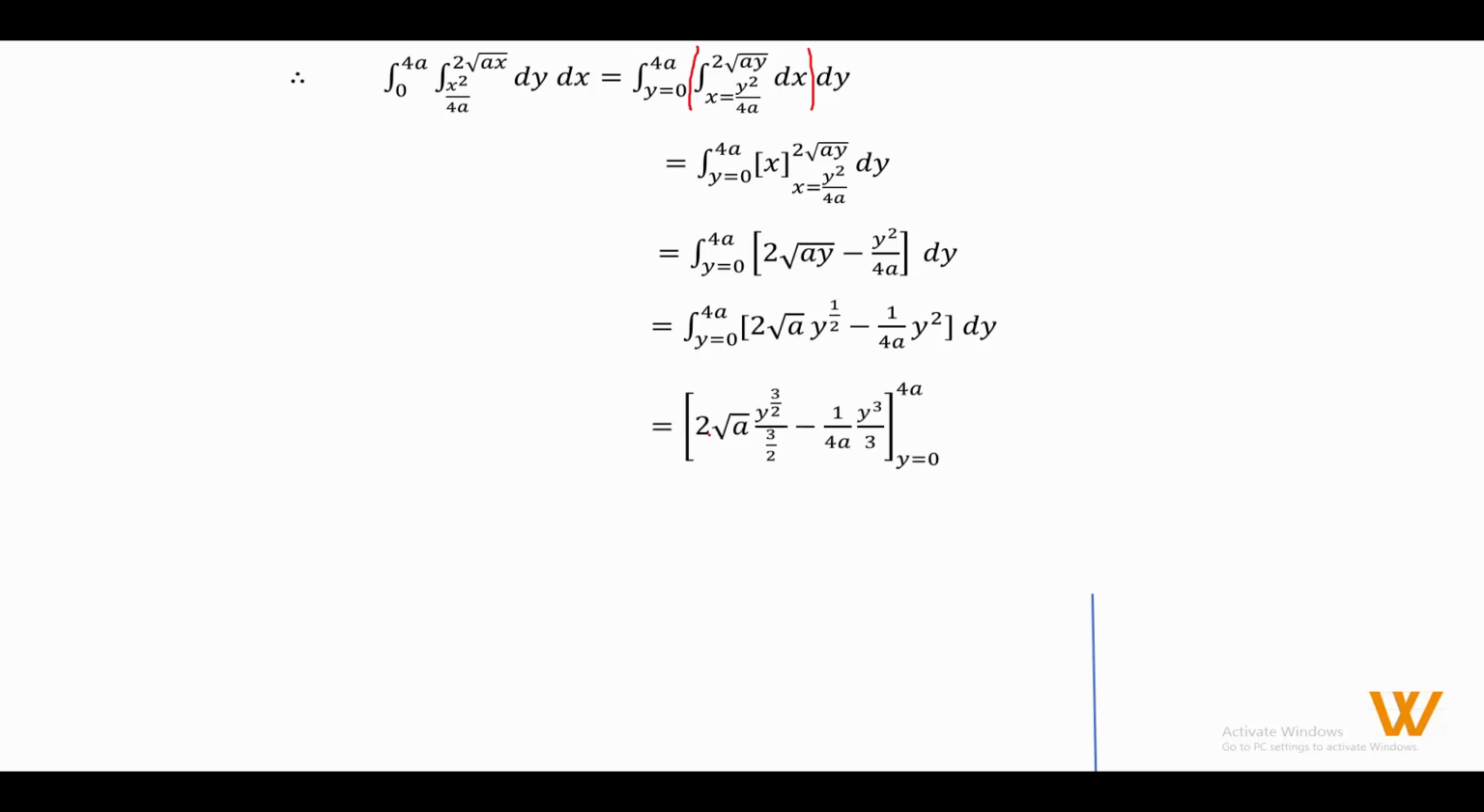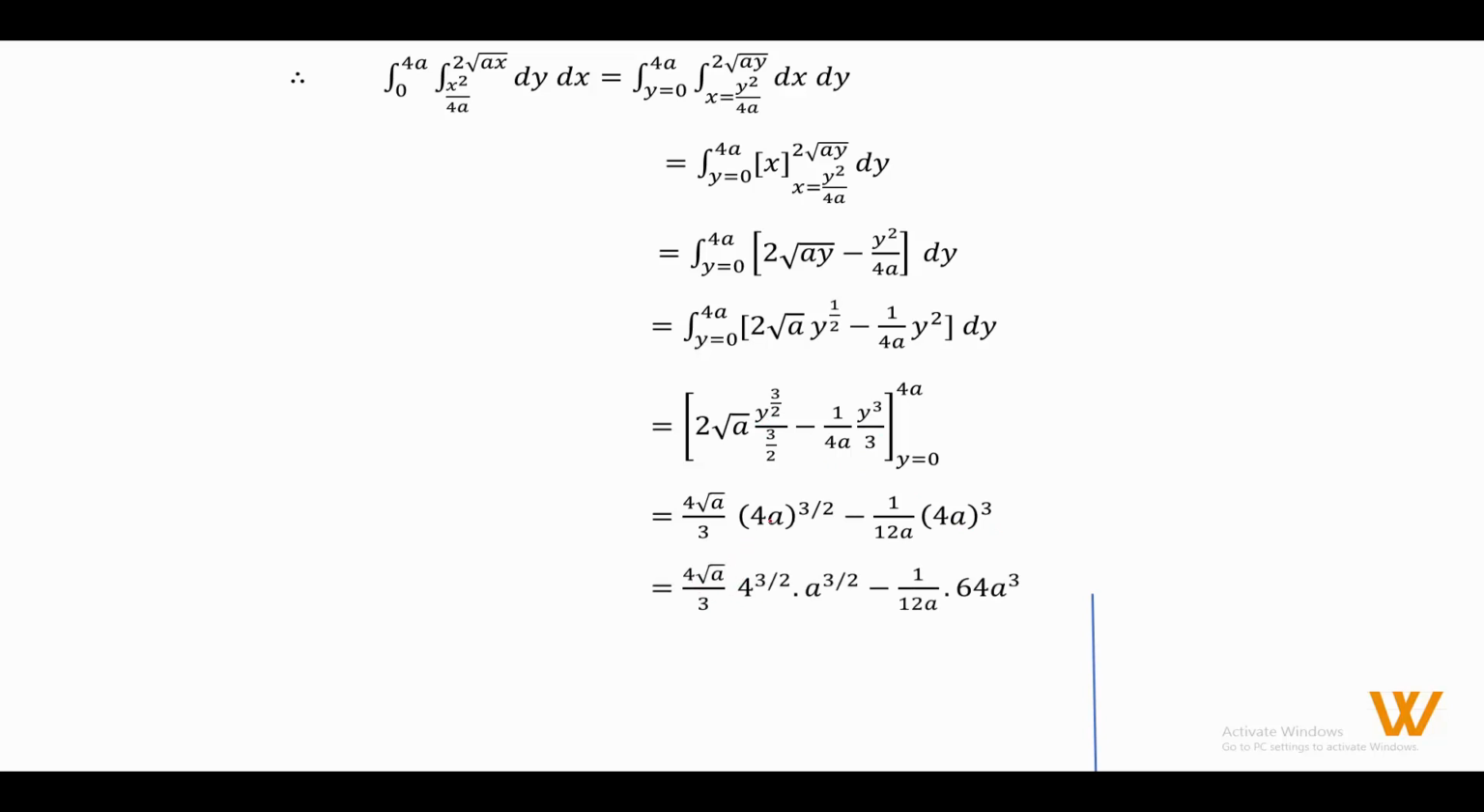2 root a is a constant. The integration of y raised to 1 half is y raised to 3 by 2 upon 3 by 2, minus 1 upon 4a. The integration of y square is y cube by 3. y varies from 0 to 4a. We get 4 root a by 3. First put the upper limit, the value of y is 4a: 4a raised to 3 by 2, minus 1 upon 12a, the value of y is 4a, 4a bracket cube, minus put the value of y as the lower limit 0. So this term is 0 and this term is also 0. We get 4 root a by 3.